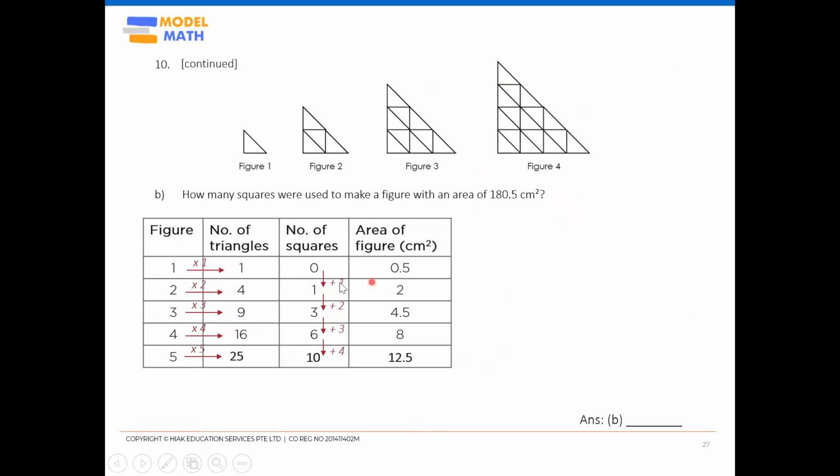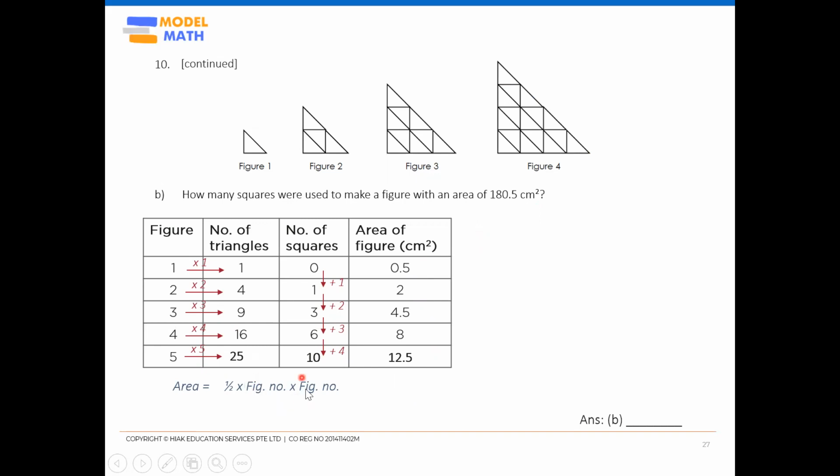So part B, this time they ask how many squares were used to make a figure with an area of 180.5 cm squared. All right, so again, this is what I mean. It's not going to be sustainable if you're going to just keep adding all the way until you reach 180.5 cm squared. That shouldn't be the right way to solve. You've got to look out for more efficient ways, which is what we agreed on. The area will be half times figure times itself. Half times figure times figure.